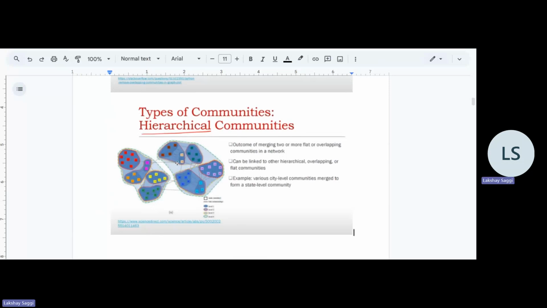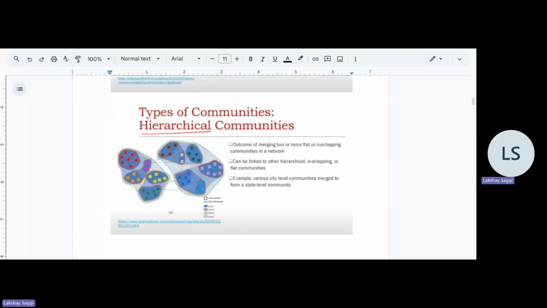Similarly here, these vertices belong to the small community, then they belong to this community, and then they belong to this larger community. So what's essentially going on is that these hierarchical communities are an outcome of merging two or more flat or overlapping communities in a network. The initial communities which you start out with need not always be flat, they can be overlapping also, but these communities form a hierarchical structure.